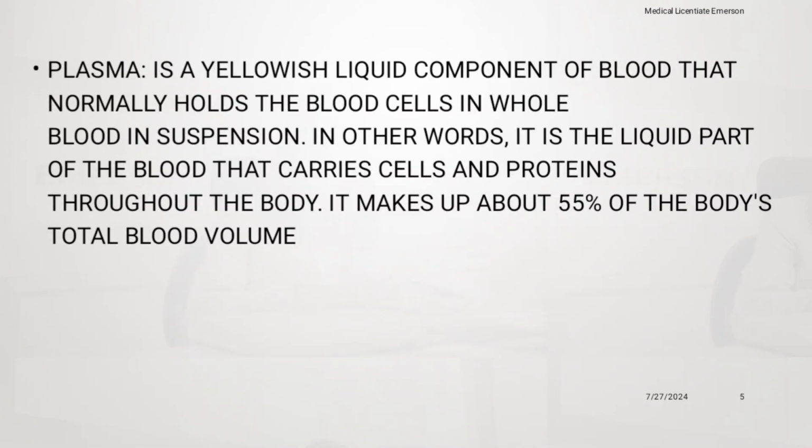Okay, so you know that plasma is just the yellowish liquid component of blood that normally holds the blood cells in the whole blood in suspension. In other words, it is the liquid part of the blood that carries cells and proteins throughout the body. It also makes up 55% of the body's total blood volume.